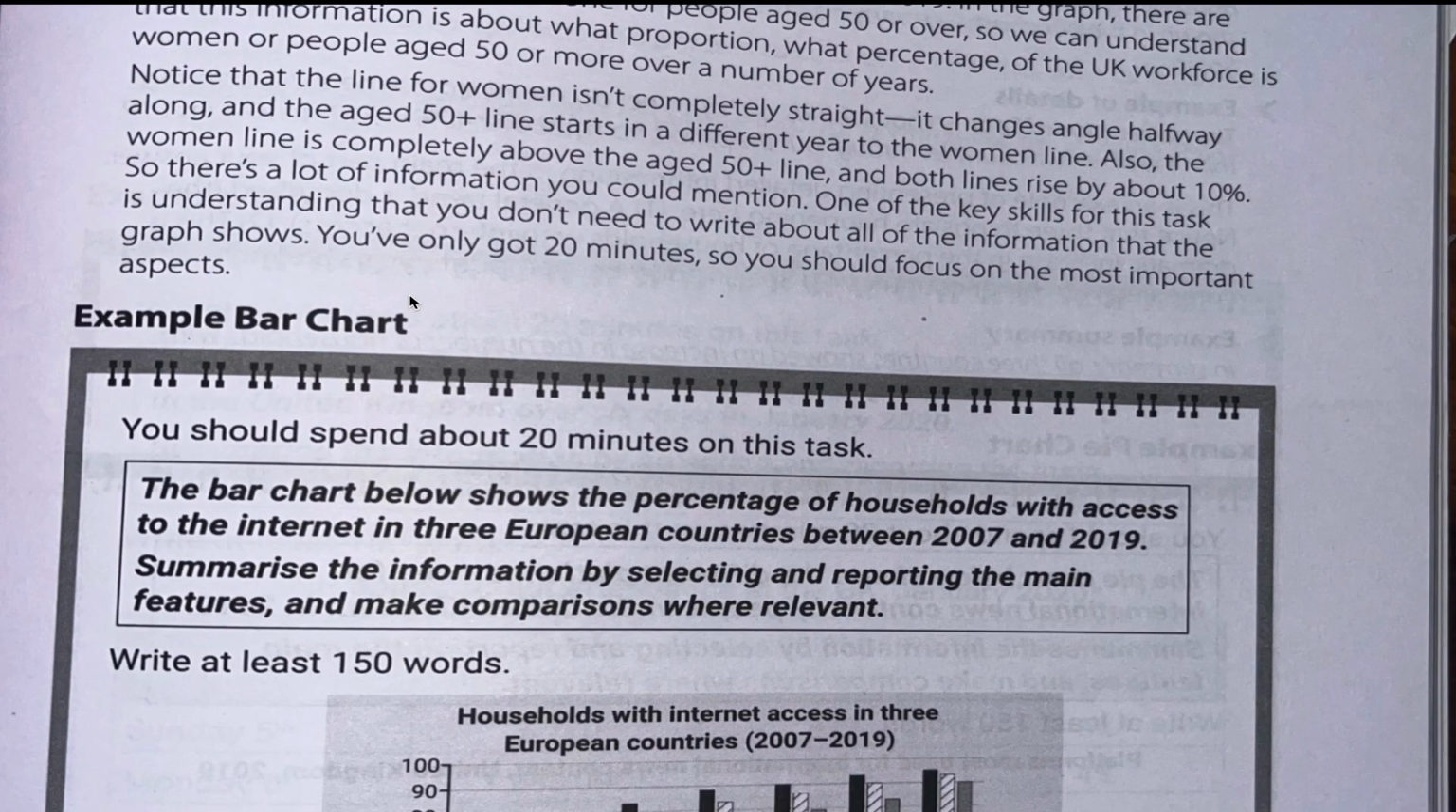Notice that the line for women isn't completely straight. It changes angle halfway along, and the aged 50 plus line starts in a different year to the women line. Also, the women line is completely above the age 50 plus line. So you've got 20 minutes, and you have to basically describe the data which is given.